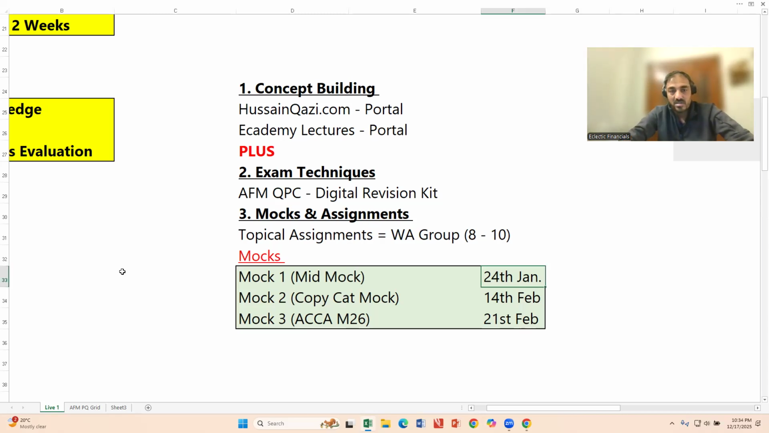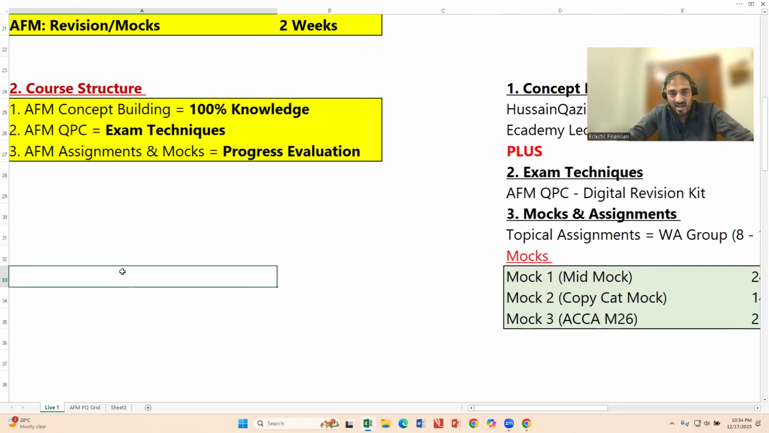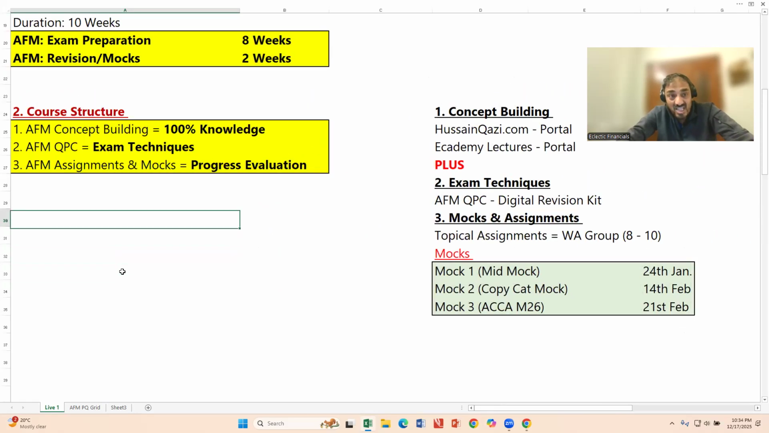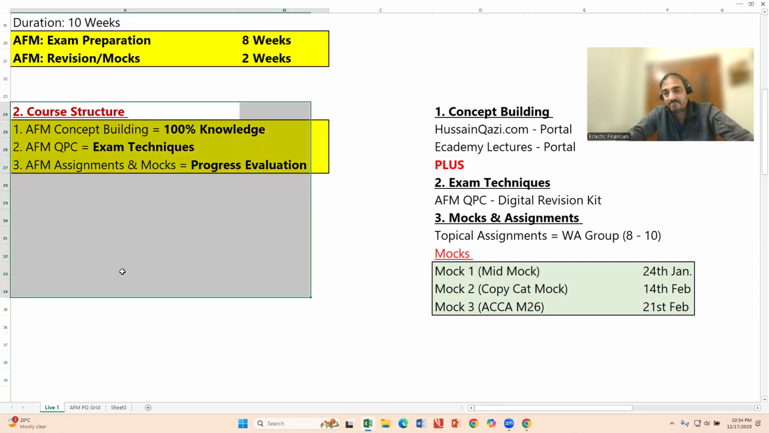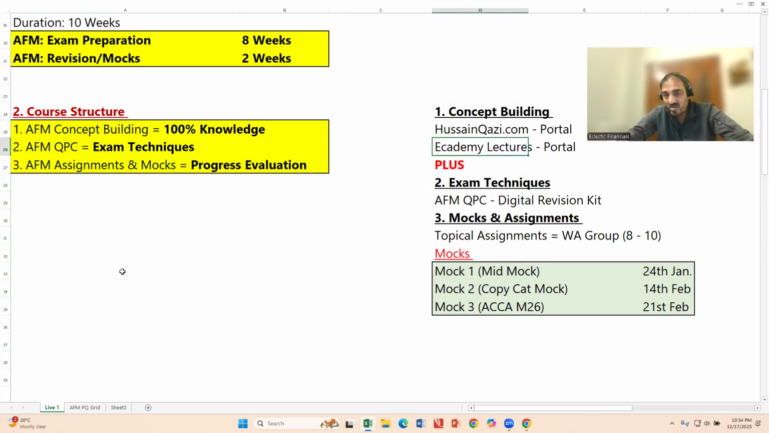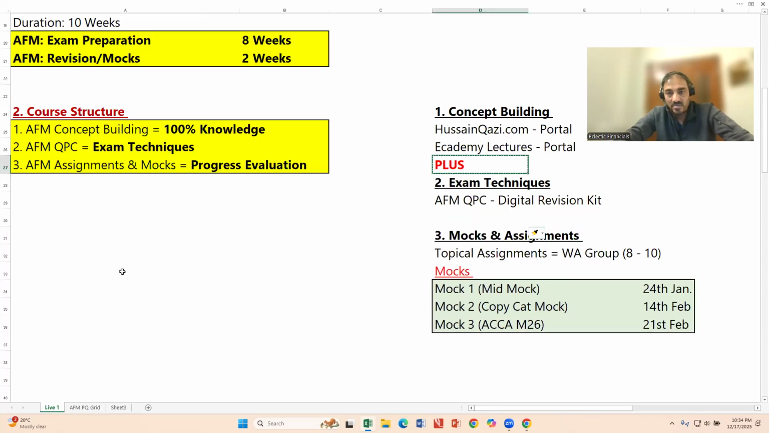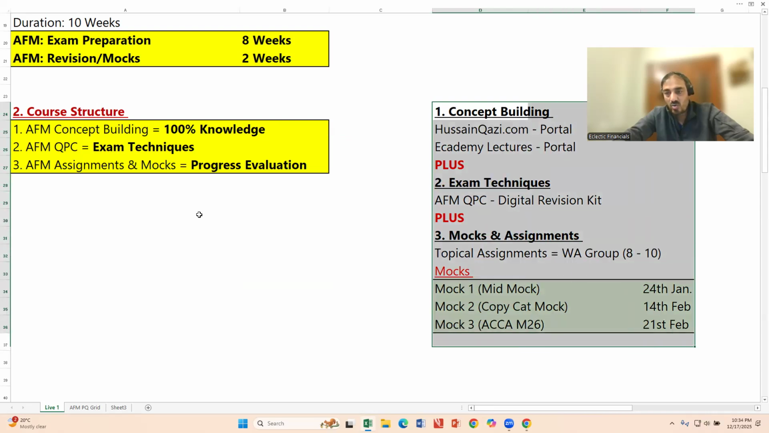So if you ask me what the course structure is, this is the course structure. Number 1, concept building. Number 2, simultaneously learn the exam technique from the question practice course. Number 3, mocks and assignments. That is the point. I hope that's very much clear to all of you.